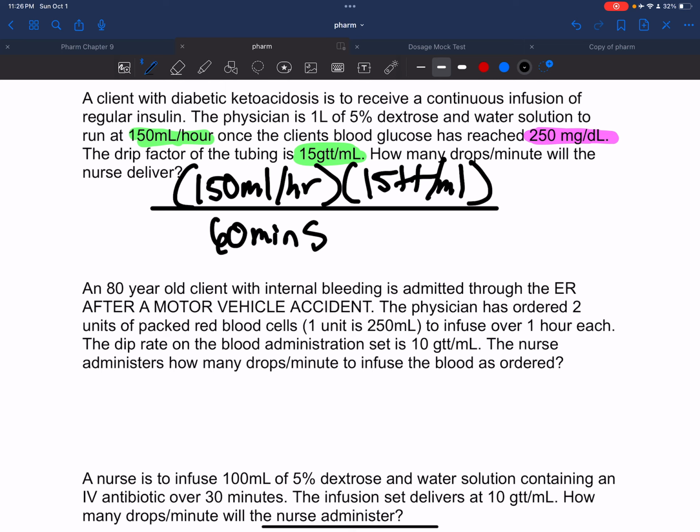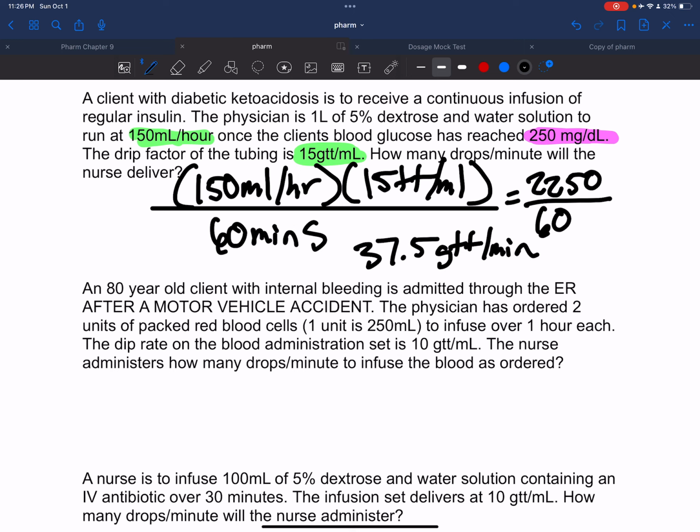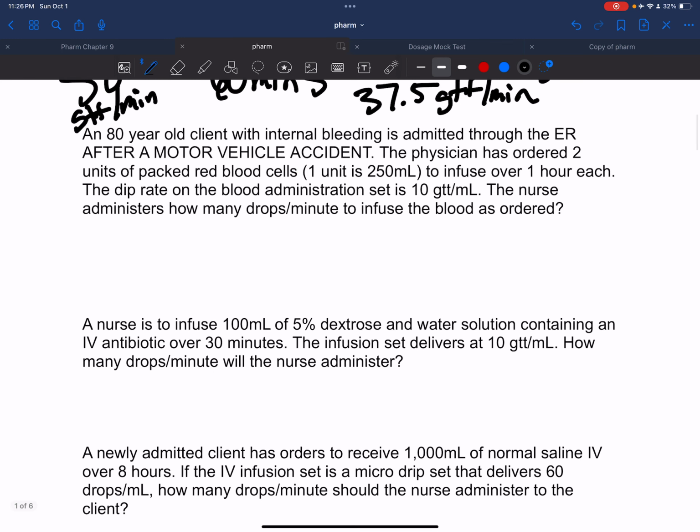And do the math. 150 times 15 equals 2250 over 60 minutes. So divide by 60 minutes, and you're going to deliver 37.5 drops per minute. But you can't have half of a raindrop, so you have to make it 38 gtt per minute. On to the next.